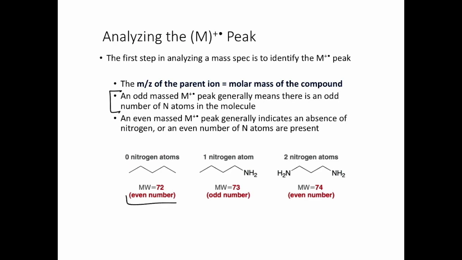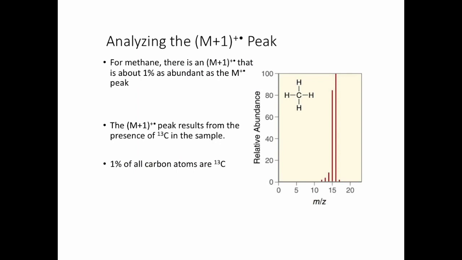So, for example, pentane has a molecular weight of 72, which is an even number. However, if we replace one of the carbons with a single nitrogen, we get an odd number for the molecular weight. However, if we add 2 nitrogens, we're back to an even number. Now, I mentioned that there's this little teeny peak to the right of the molecular ion peak. So what is that from?